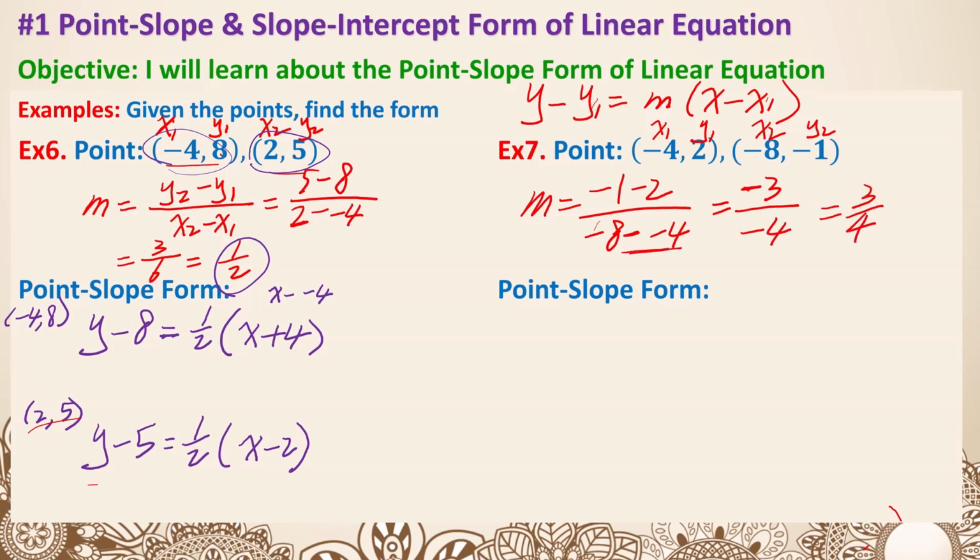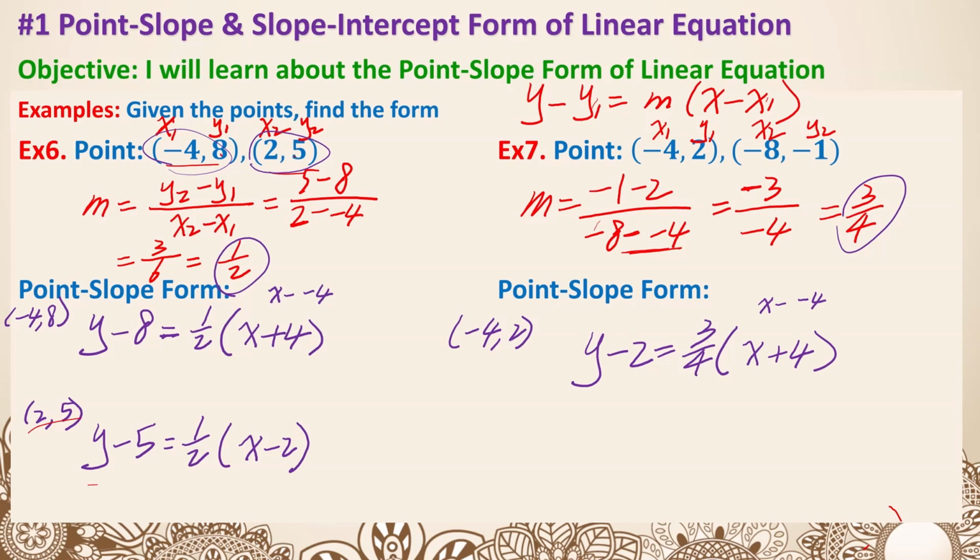simplifies to be 3/4. Now I have the slope, which is 3/4. The 2 points I can use, one of them is -4, 2. If you want to use that to write, it's going to be y minus 2 equals 3/4 times the x part, which is x minus -4, so that's x plus 4. If you want to choose -8, -1 to write, it's going to be y minus -1, which becomes y plus 1.